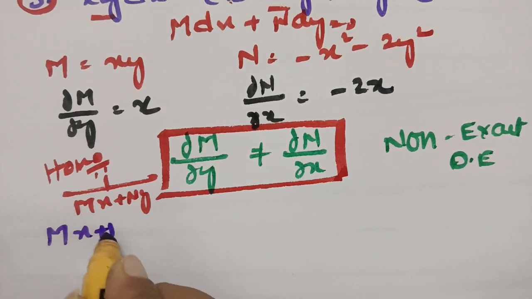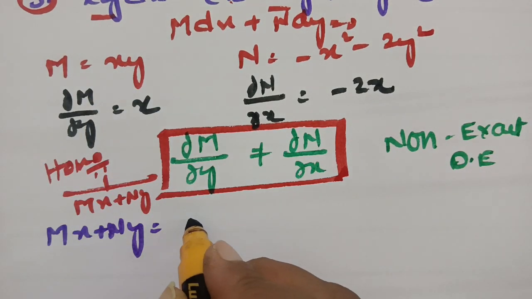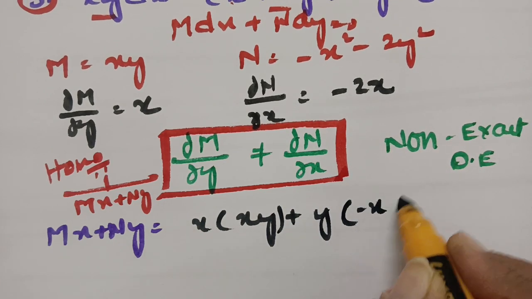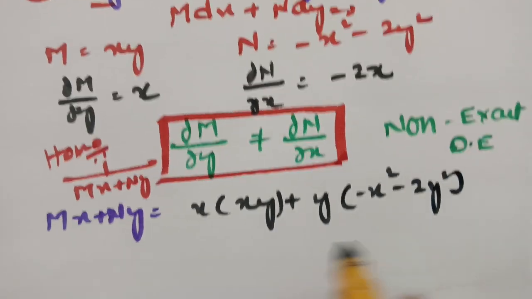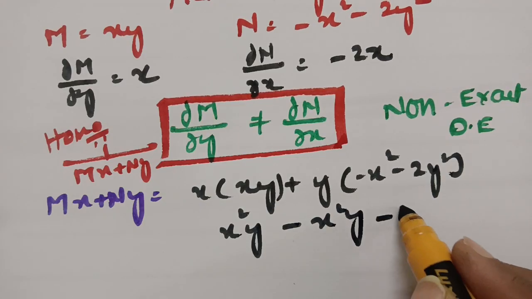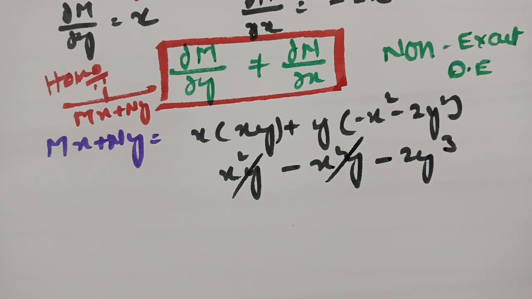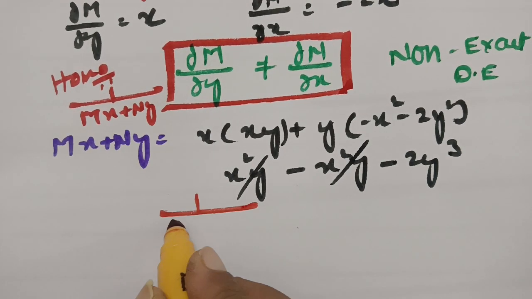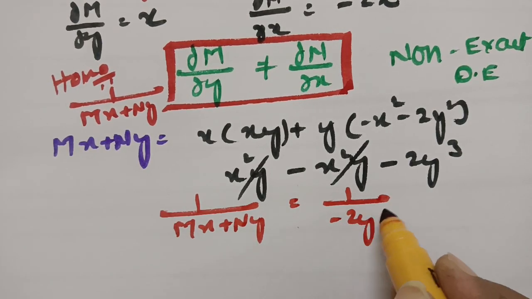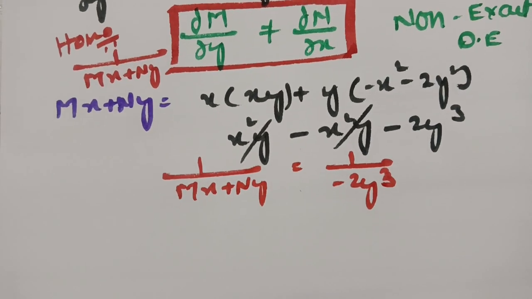For that, we are going to calculate Mx + Ny. If I calculate Mx + Ny, see what happens here. This is M, M into x, plus N into y. This value is minus y square minus 2y square. So this is going to become x square y minus x square y minus 2y cube. If I cancel these two, our integrating factor is nothing but 1 by Mx + Ny, which is equal to 1 by minus 2y cube.